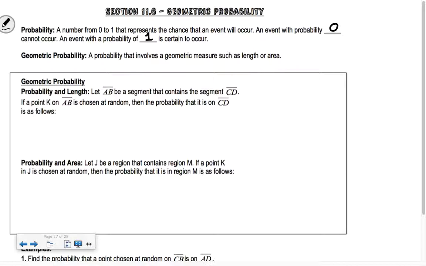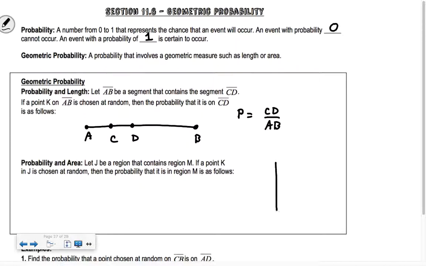So you might see probability in terms of length. I'm going to draw a little picture here. Let AB be a segment that contains the segment CD. If a point K on AB is chosen at random, then the probability that it is on CD is, let me write P for probability, CD out of AB. So the probability that it lands on CD, if it could be anywhere on AB, is the length of CD divided by the length of AB.